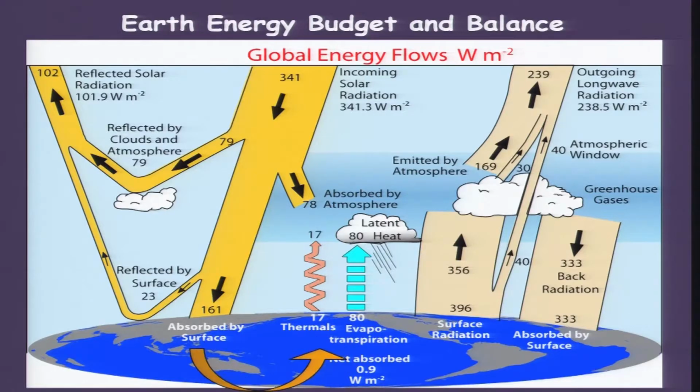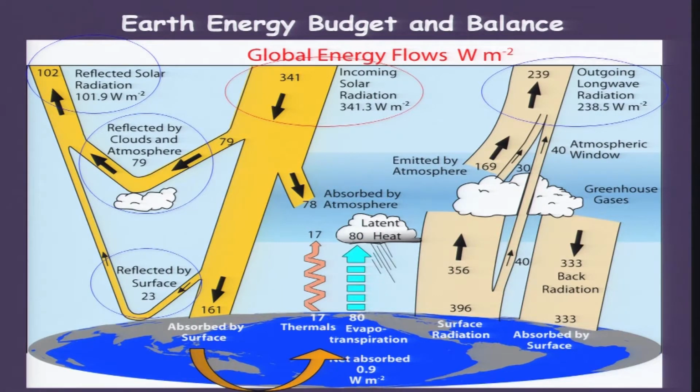So if you look at the total structure of the Earth's energy budget and balance, it looks something like this. Okay. So here we have the total incoming solar radiation, which is around 340 watt per meter square, out of which almost 79 plus 23, that is 102, is reflected solar radiation into the atmosphere. And finally the outgoing long wave radiation is almost 239 watts. So if you add these two, this will balance what we are getting as incoming solar radiation here.